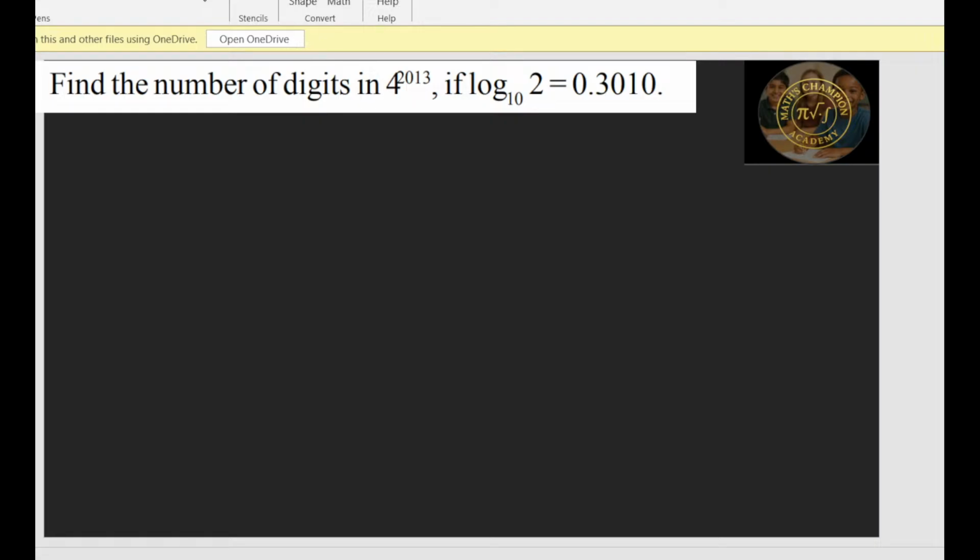Okay, next problem, look at here. Find the number of digits in 4 power 2013, if log 2 to the base 10 is given as 0.3010.